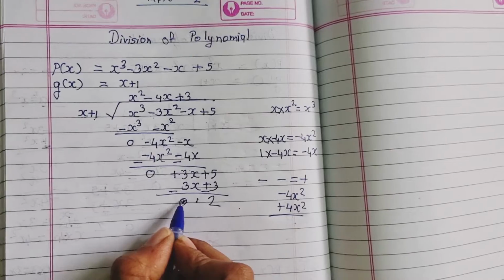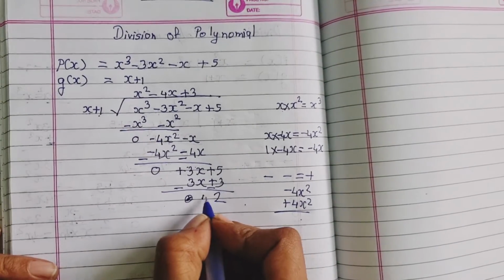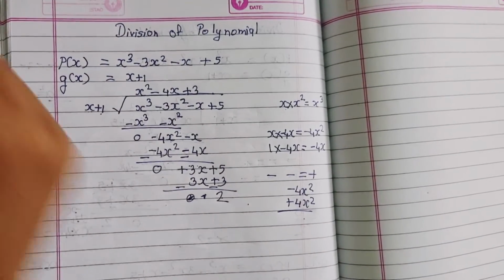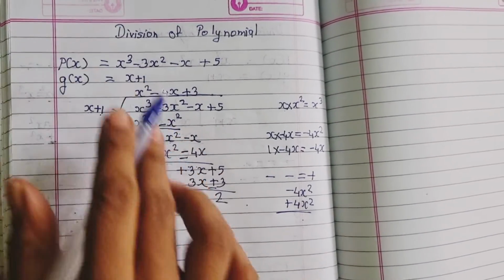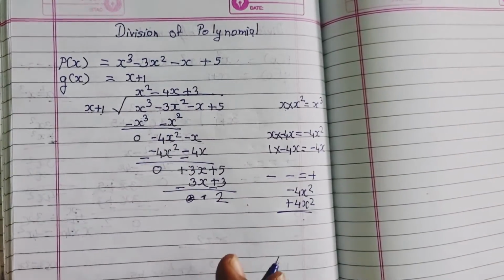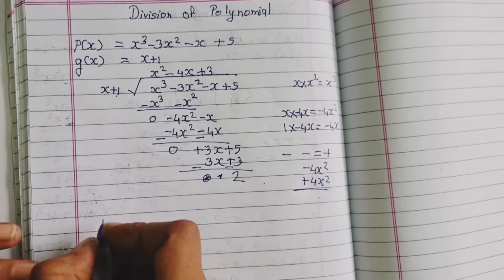Okay, so no need to write zeros here. I have just shown you because this is your first time seeing it. And the answer here is 2. Okay, so this is the remainder. This is the normal way of finding the remainder by dividing polynomials. Now, we have done the previous video, we understood about the remainder theorem.